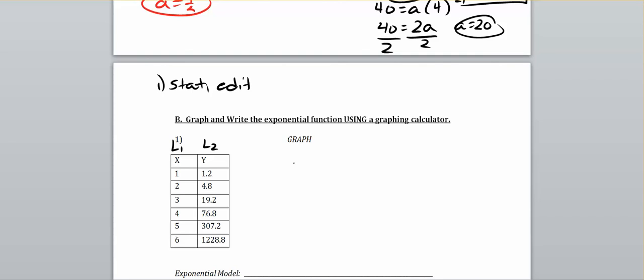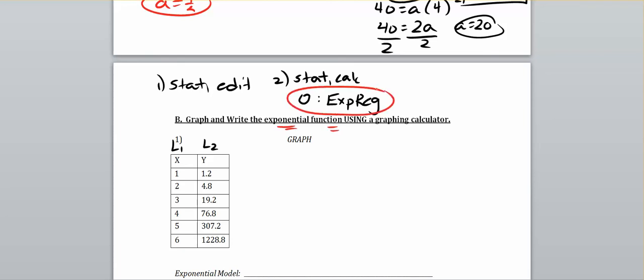There's 2 things I need to do. They're asking me to graph and to write the model. If I want to write the model, I'm going to go to Stat, Calculate, and when you press Stat Calc, keep scrolling down till you see what you think would be exponential regression. If you scroll down, you'll see that number 0 is EXPREG, and that's the way I'm going to find exponential regression. So when they want the exponential function, I'm doing Stat Calc 0.